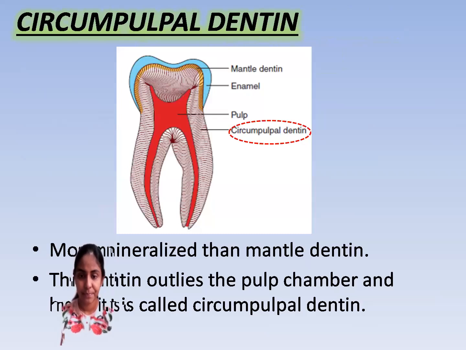This image, pulp is here. Mantle dentin is yellow color region. And predentin is the region just surrounding the pulp. That is the state of dentin before mineralization, predentin. So circumpulpal dentin is present between the yellow colored mantle dentin region and the predentin region.